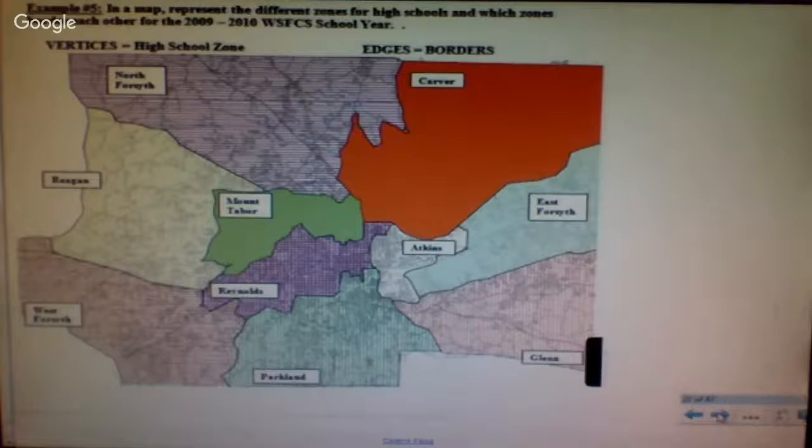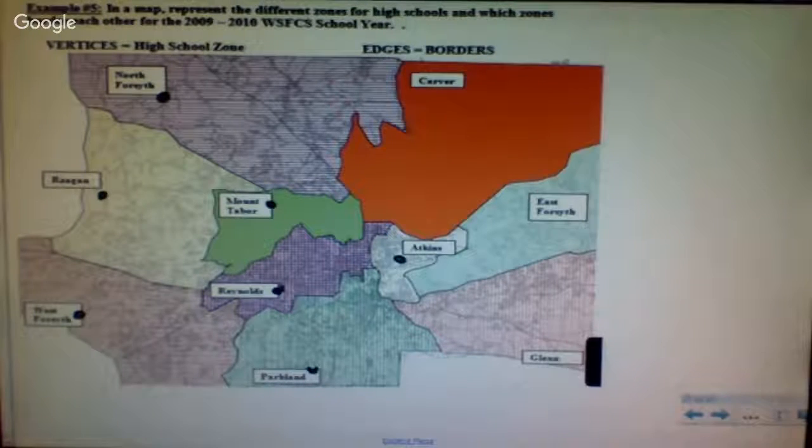So we can also do this with school zones. This is Winston-Salem, Forsyth County. Each school zone is going to be a vertex. So we've got a dot at North Forsyth, Reagan, West Forsyth, Mount Tabor, Reynolds, Parkland, Atkins, East Forsyth, Glenn down here in the corner, and Carver up top.